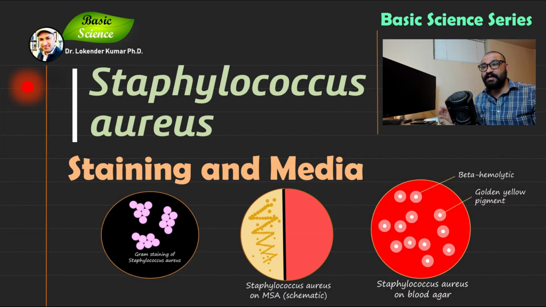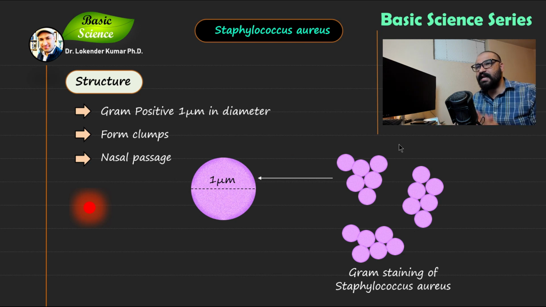All right, with that note, let's start the presentation from slide 1. In slide 1, as you can see, I'm trying to discuss the structure of Staphylococcus aureus. When you perform the gram staining profile, you will get this kind of profile for Staphylococcus aureus. You will get clumps of these circular bacterial cells. And the size and the diameter of this particular cell is 1 micrometer.